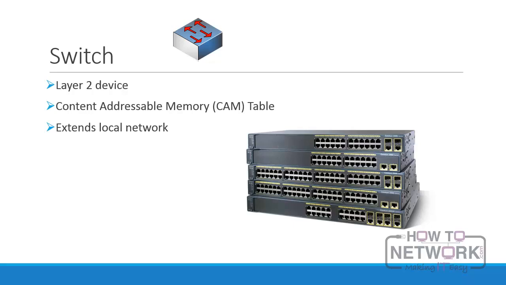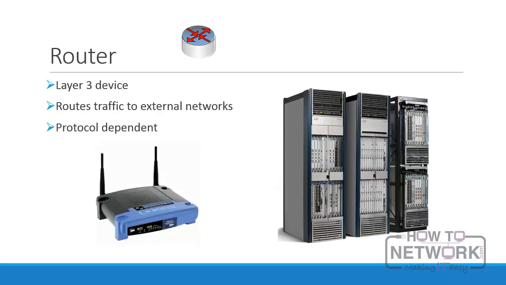When the switch receives a broadcast, one-to-many communication, it will send the traffic to every port except the one it came in on. A router is a layer 3 device.